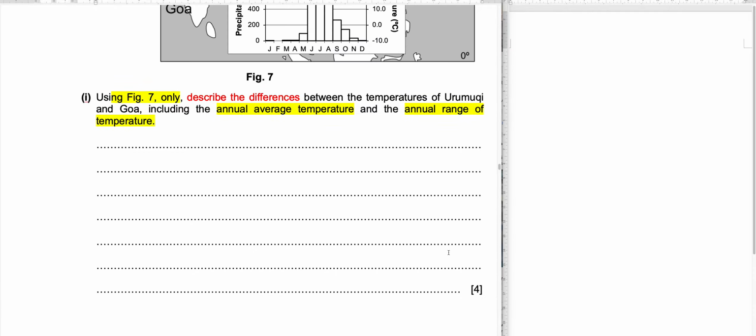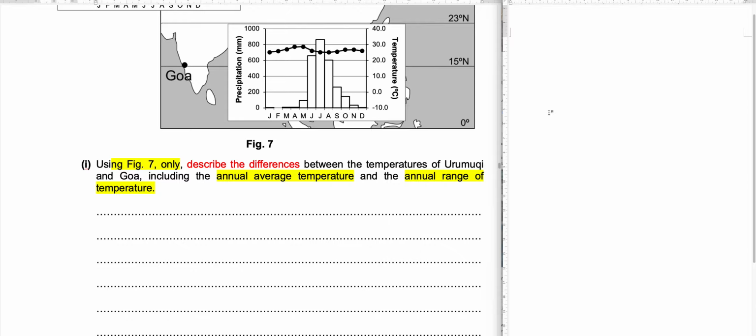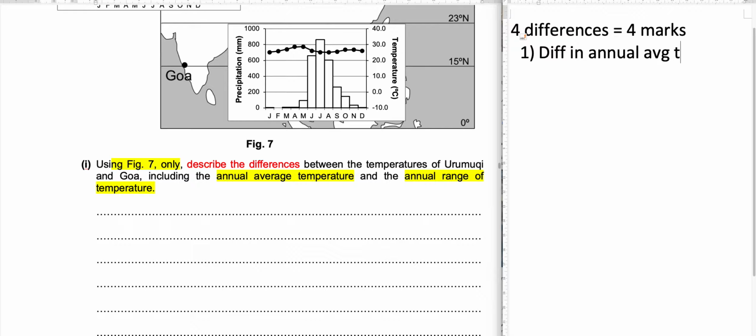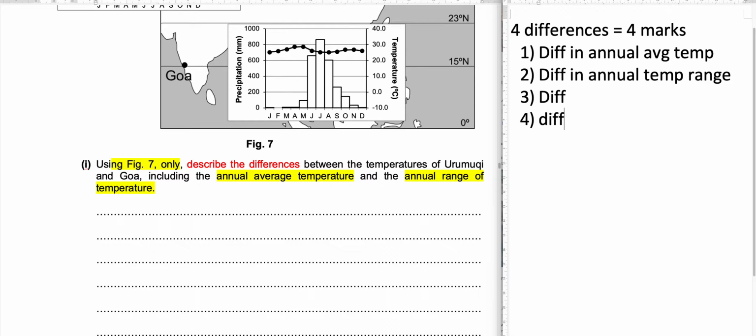Okay, so there's 4 marks. It means that I must give 4 differences for 4 marks. Okay, that means 1 difference, 1 mark. Alright, so as stated in the question, I must have a difference in the annual average temperature. Okay, I must have a difference in the annual temperature range. Okay, and then for the third and fourth one, any difference that I can find in the temperature.